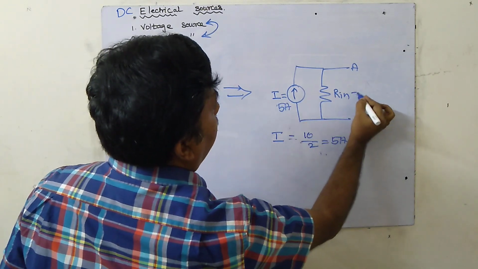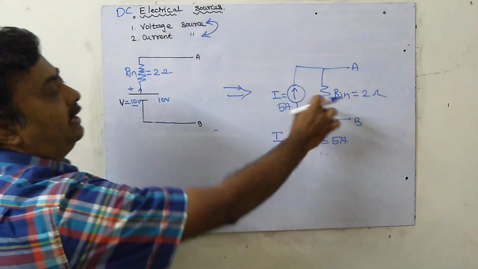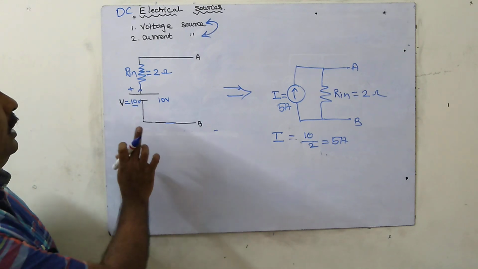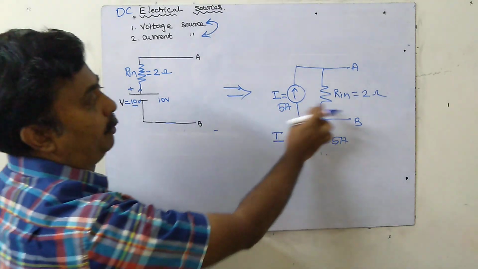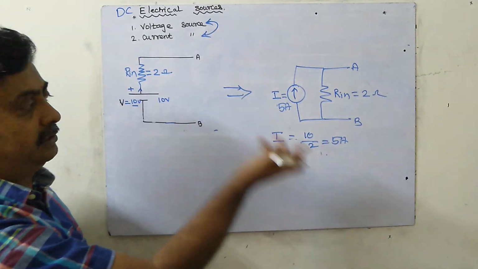And R internal is the same value, 2 ohms. It won't change. But here it is connected in series, and here it is connected in parallel. Internal resistance is connected in parallel. This is one conversion. Similarly, this conversion also works like this. This will be connected in parallel. We have to multiply both these things and convert. This is the vice versa conversion.